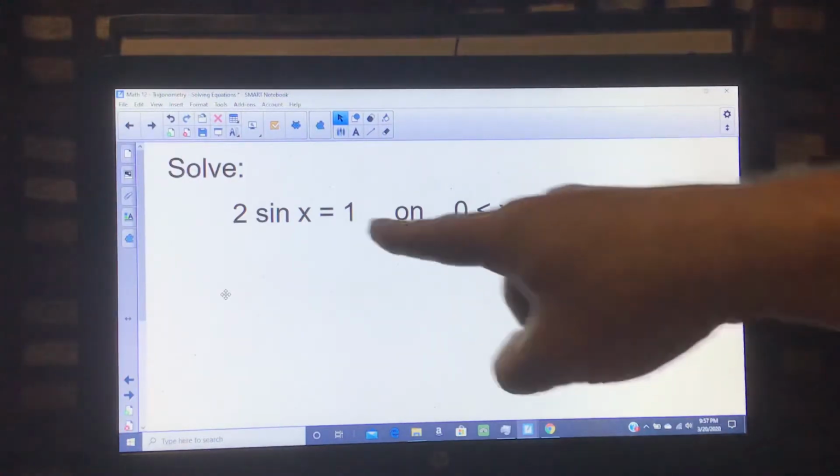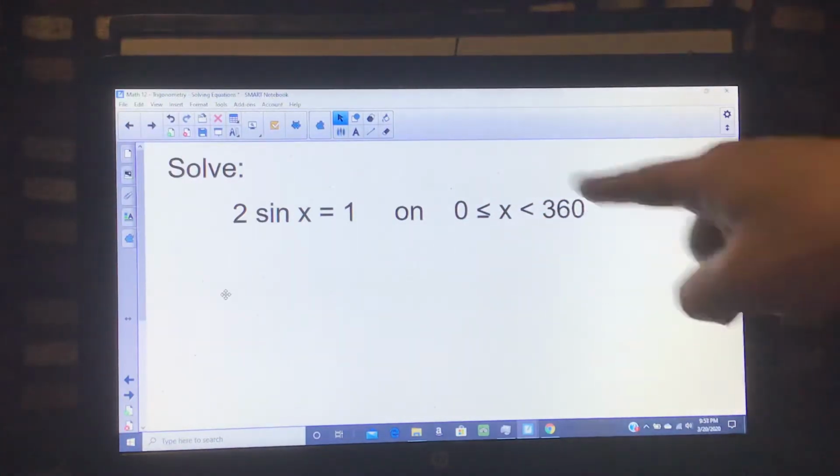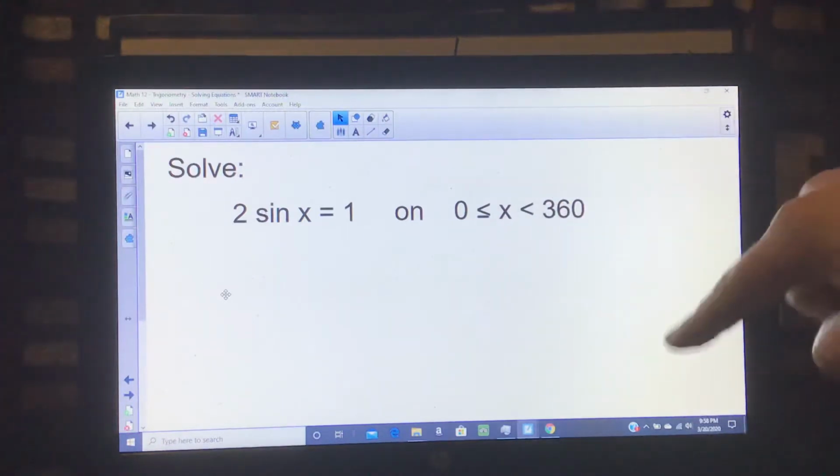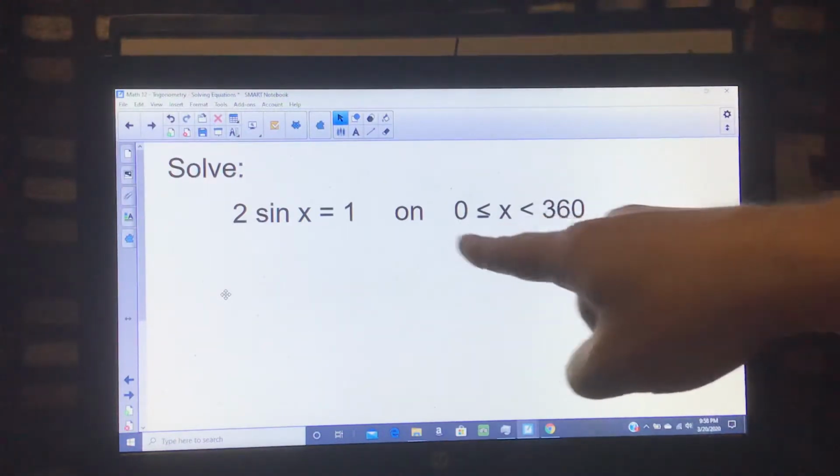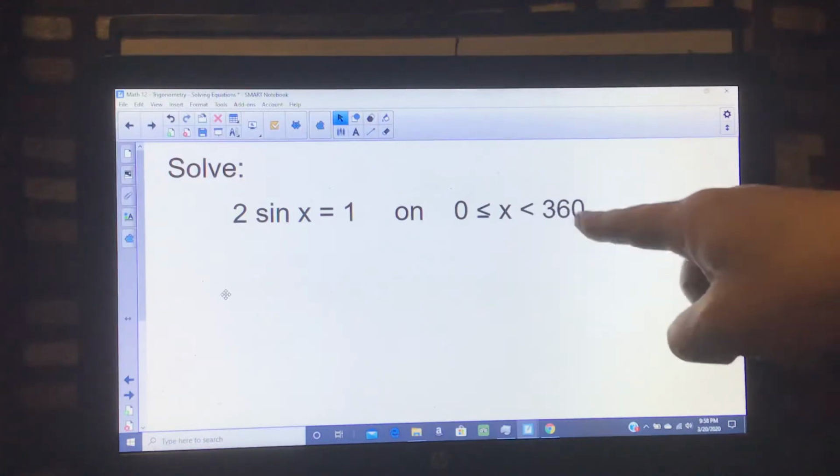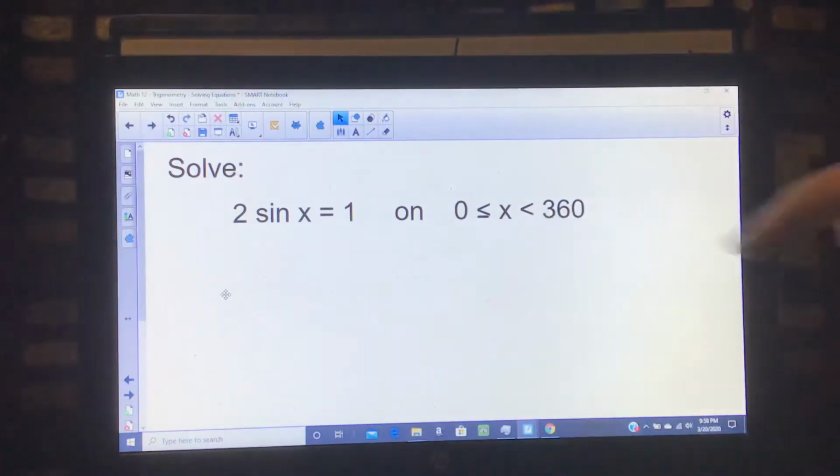There are actually infinite answers to this. There's lots of angles that, as you go round and round, work over and over and over again. They limit us from 0 to 360, not including 360. So basically 0 all the way up to 360, not including. So I need to find any of the angles that work on this.